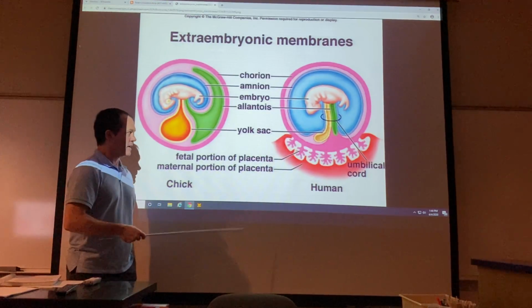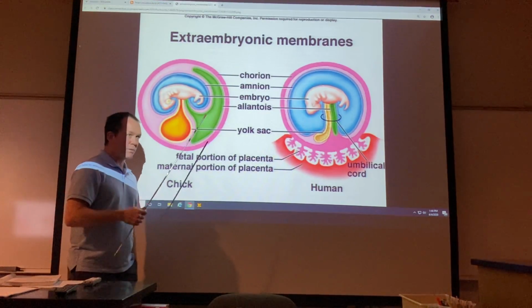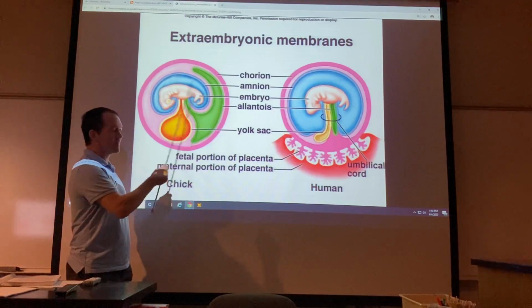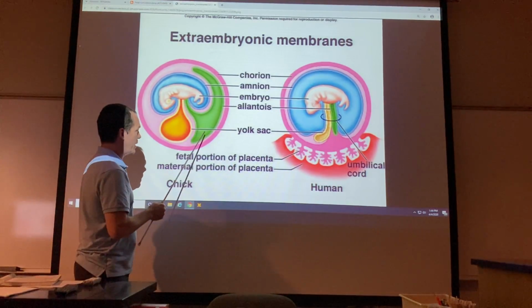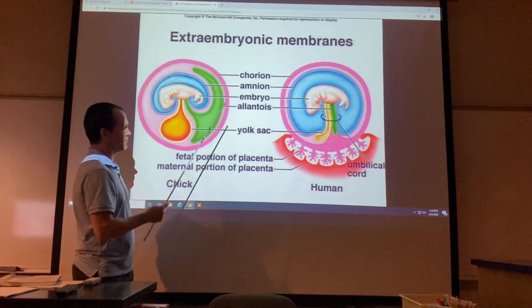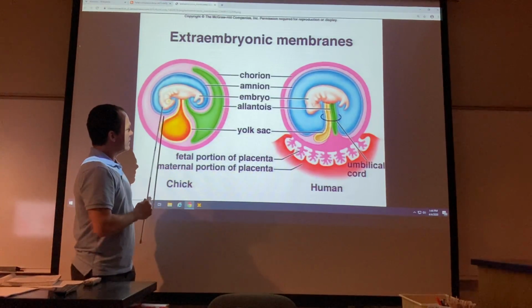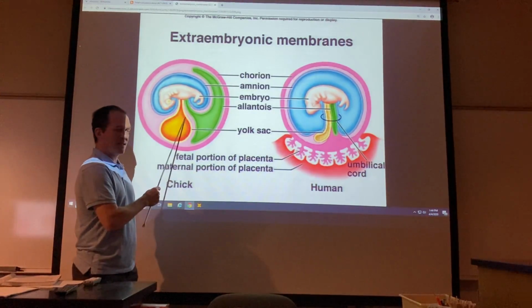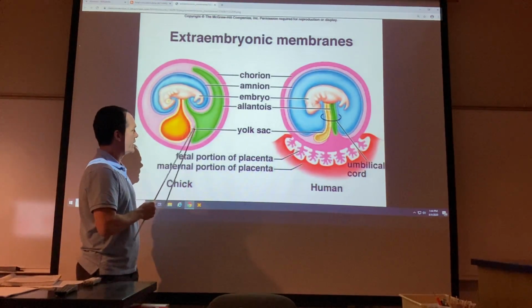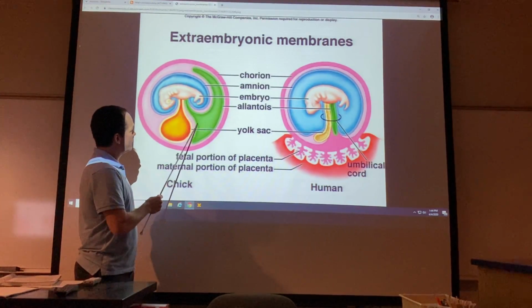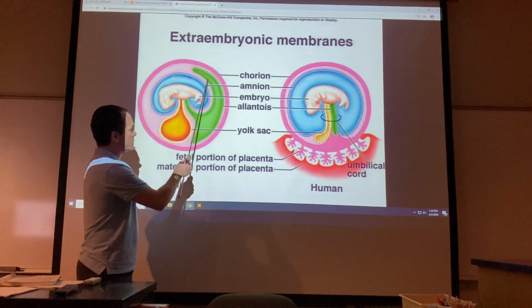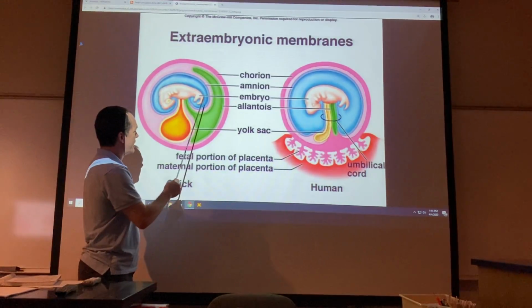So snakes and crocodiles and birds and dinosaurs all have the same membranes. They serve slightly different functions. In a chicken egg, you're aware of what the yolk sac is. It's that big yolk food source for the chick. This green sac right here represents what's called the allantois, which is a waste sac.